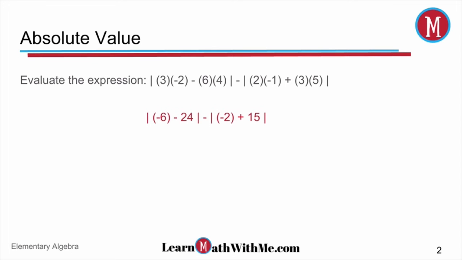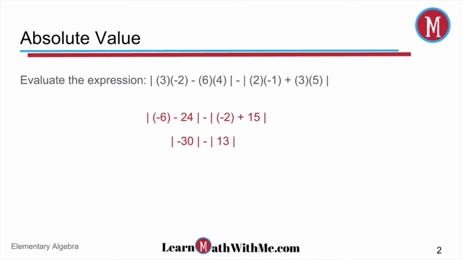So when we rewrite that, all we've done is 3 times negative 2 gives us a negative 6, minus 6 times 4 is 24. Absolute value of that, minus the absolute value of 2 times negative 1, which is negative 2, plus 3 times 5, which is 15. Then we need to do the addition or the subtraction within the absolute value bars. And when we do that, we get a negative 30, absolute value of negative 30, minus the absolute value of 13.